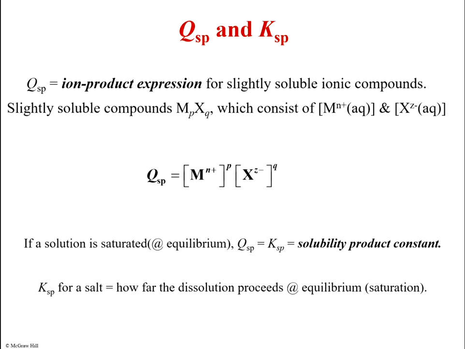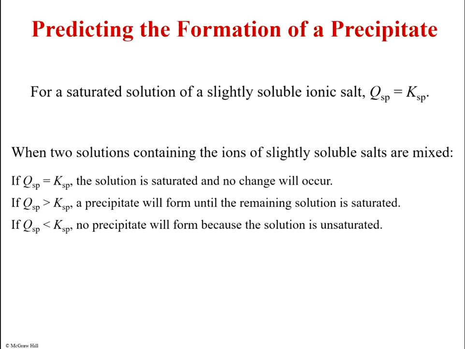The KSP for a salt, then, is a measure of how far the dissolution proceeds at equilibrium, that is, the saturation concentrations. And we can predict whether a formation of precipitate will occur or not. So if we have a saturated solution of a slightly soluble ionic salt, QSP will equal KSP. And KSP, that's the thing we find in tables.